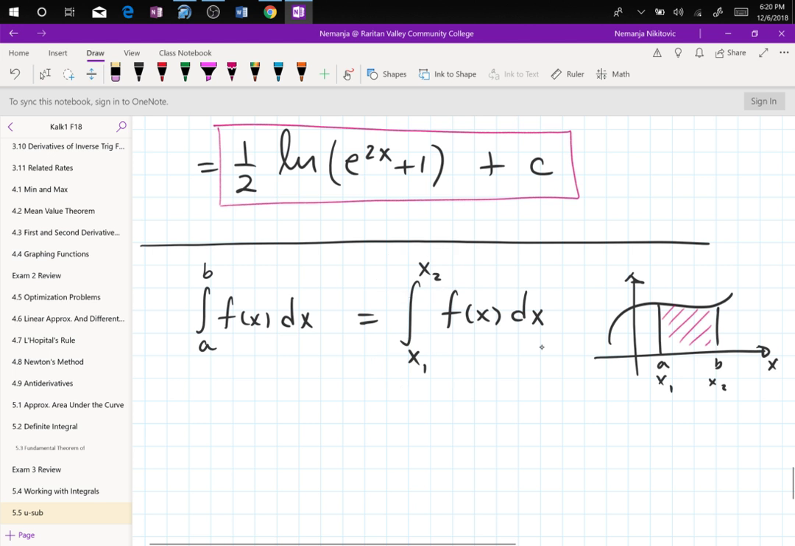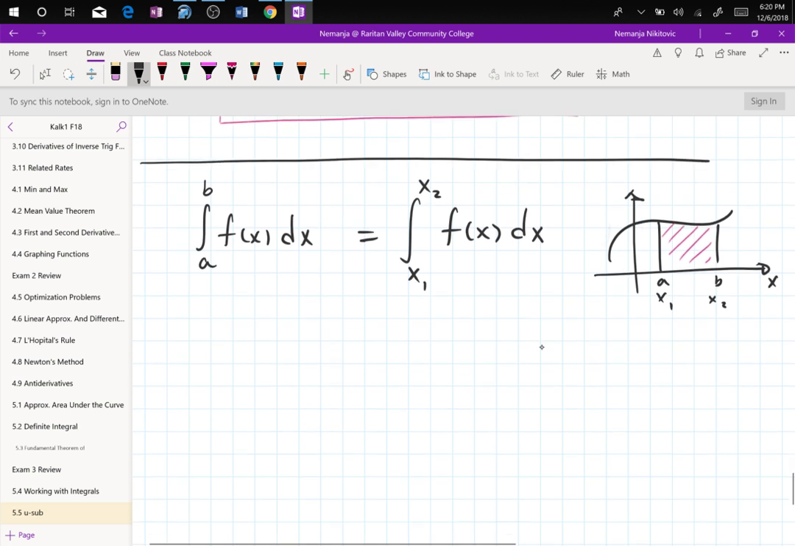Now there are 2 ways to deal with this. You can either leave them as x, do the u sub, and then go back into x and use the given limits, or, which is faster, transform your x limits into u limits, and then you don't have to go back to x. You can just compute in u and you're done.